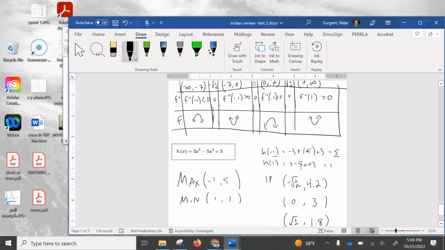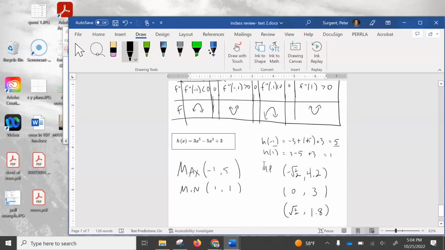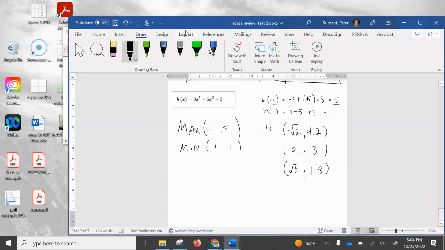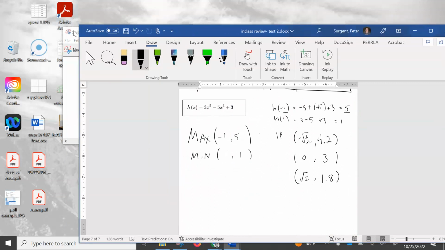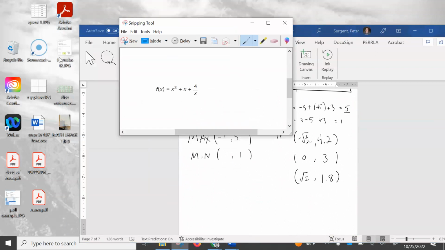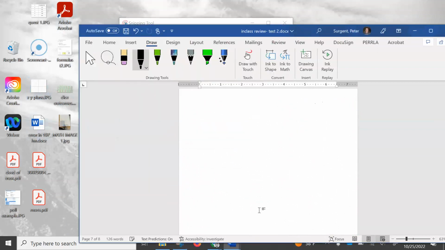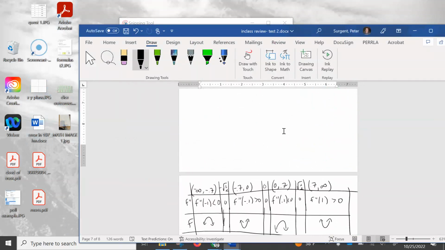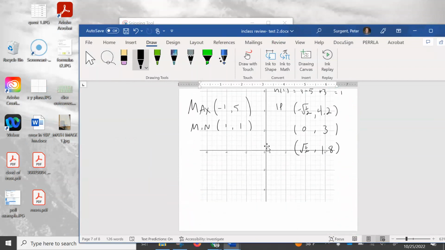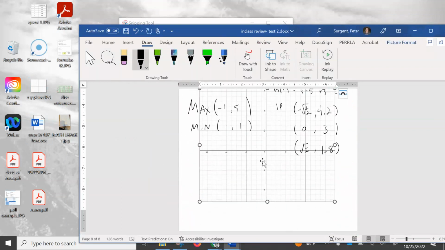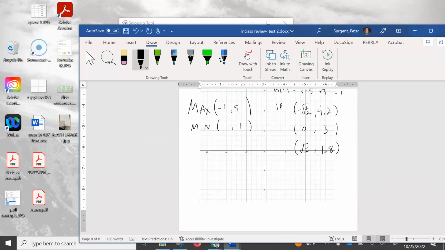I'm going to start plotting some points now. All of these, right? And then I'm going to follow my increasing, decreasing, and then I should be done. Where'd that go? Oh, there it is. Come on.